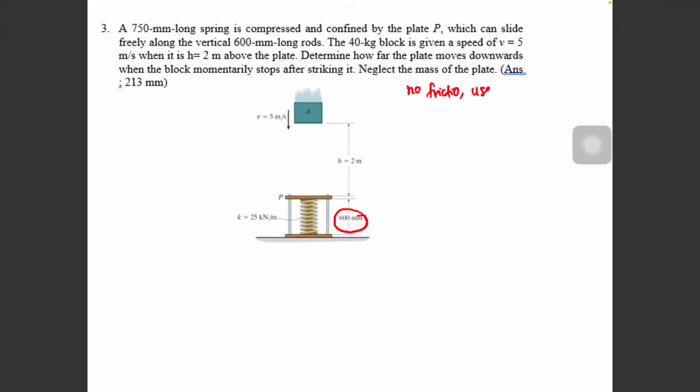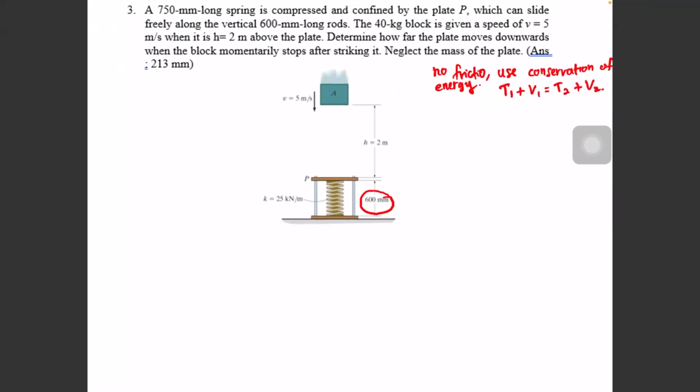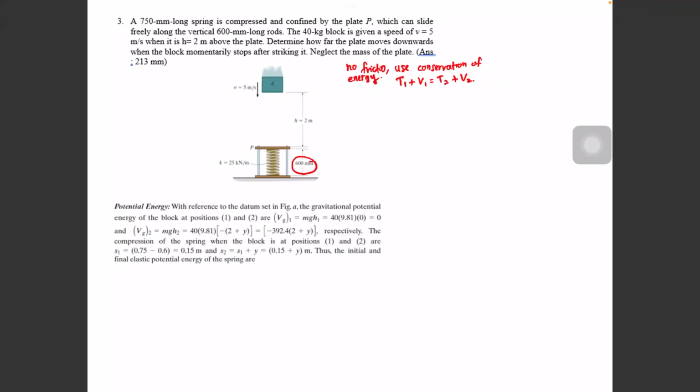Use conservation of energy. What is the equation? T1 plus V1 is equals to T2 plus V2. So potential energy, V is potential energy. V is potential energy due to spring and also due to gravity. Remember, V is potential energy, spring and also gravity.